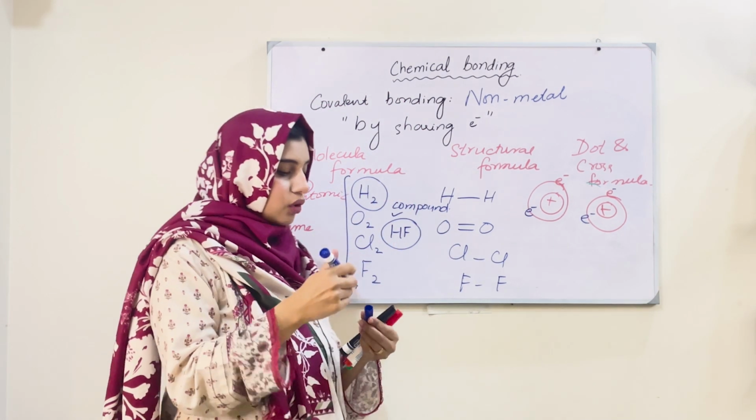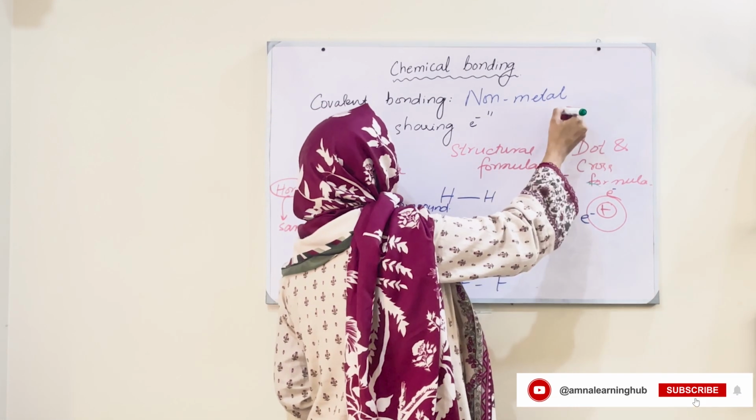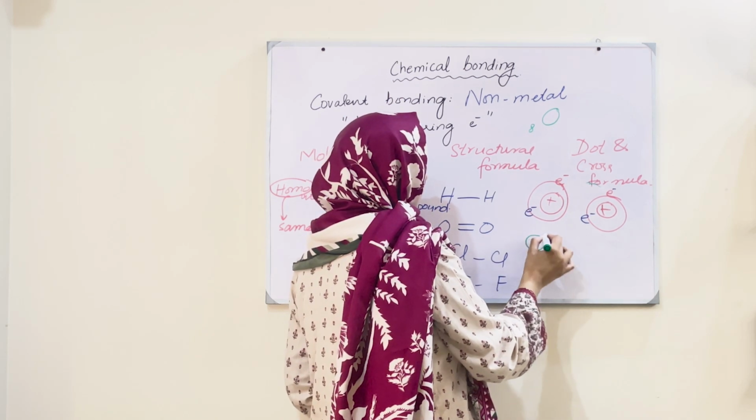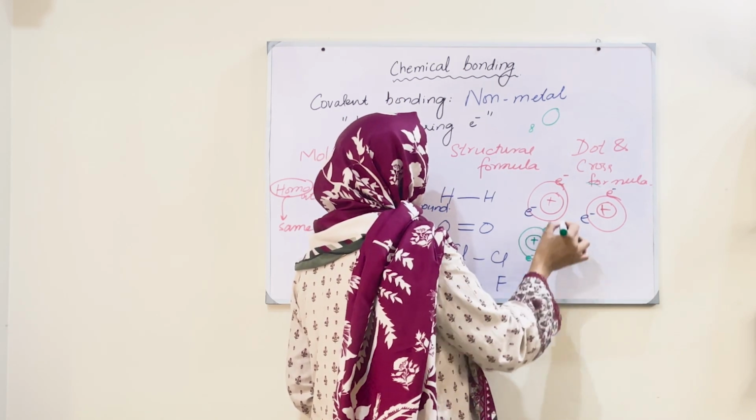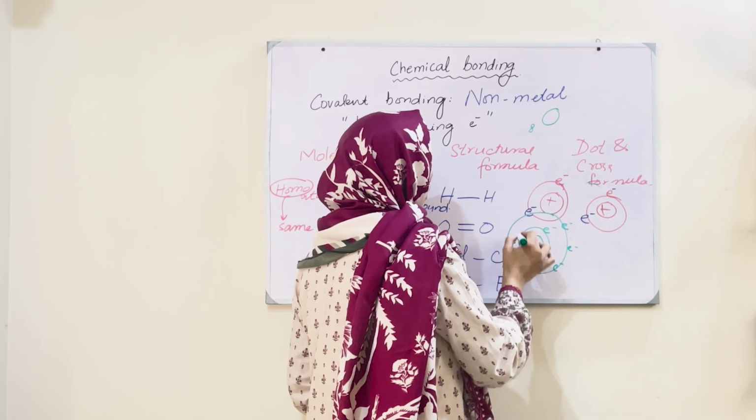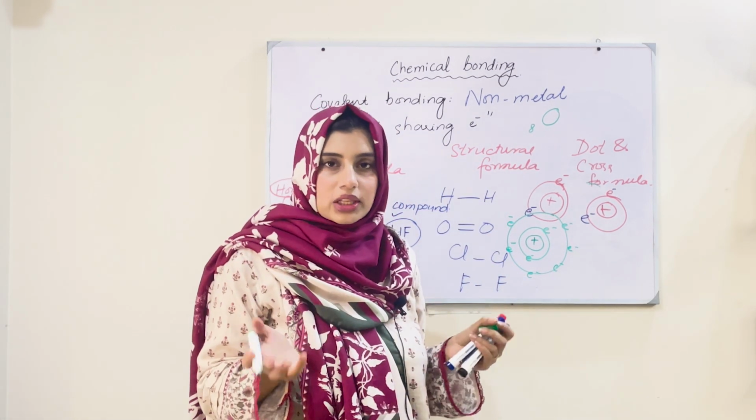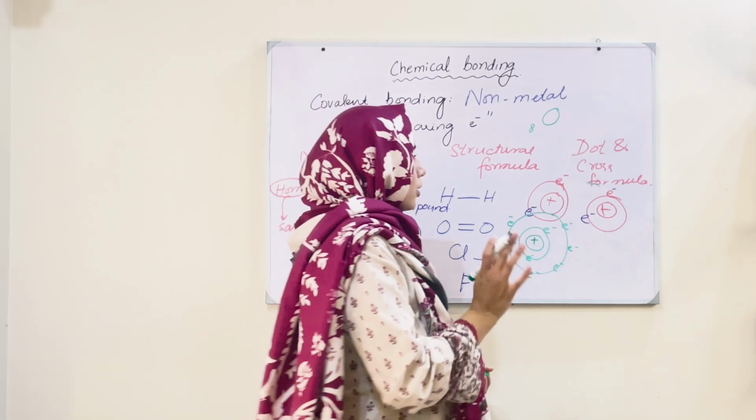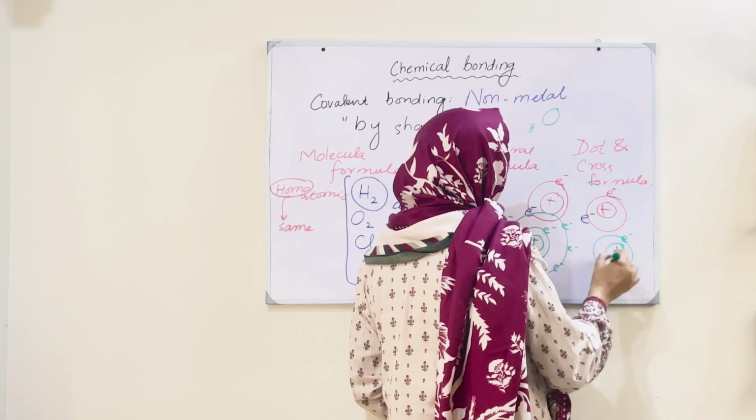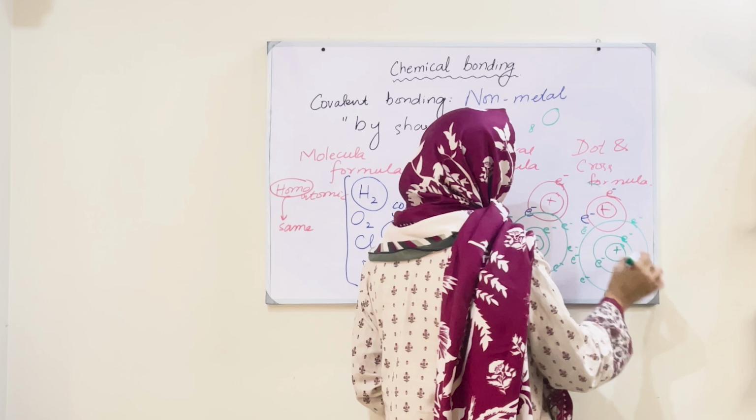Now another example is oxygen. Oxygen will have a double bond. So let's see. The atomic number of oxygen is 8. The first shell will have 2 electrons and the second shell will have 6 electrons. In the neutral state there are 8 protons and 8 electrons. Then we have another oxygen nucleus, with 2 electrons and then 6 electrons.